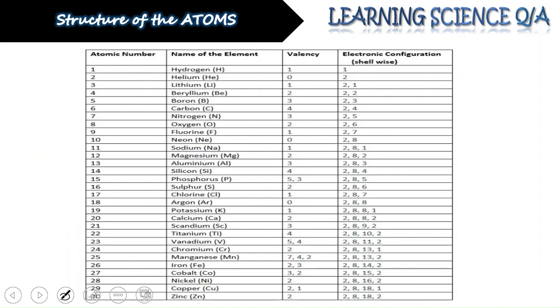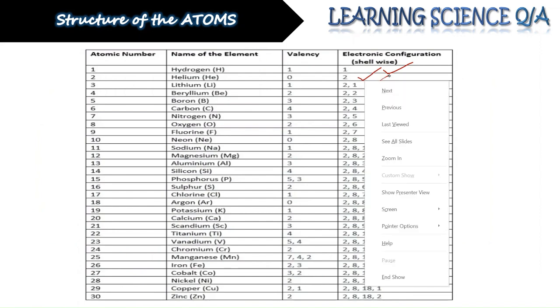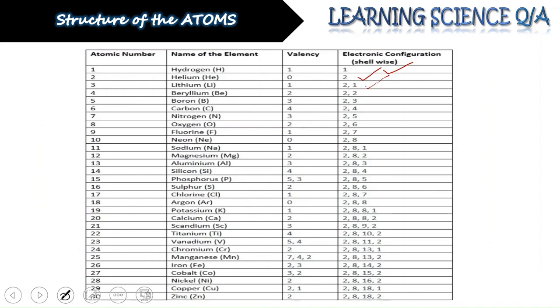Now let's see it one more time with the help of this table. Hydrogen having only one electron in the outermost shell, the electronic configuration is 1. As we are moving down, we have helium, one more electron added, the electronic configuration of a doublet is achieved. As we are moving ahead, we have lithium with 2, 1. Again, lithium is another member from group 1 having 1 electron in the outermost shell.